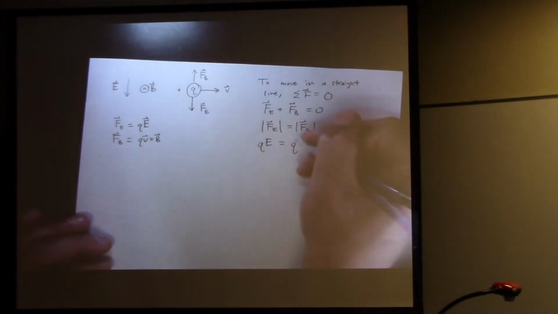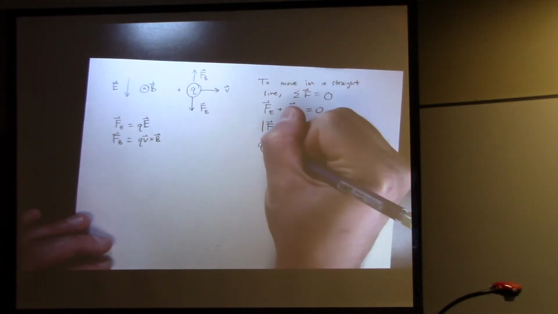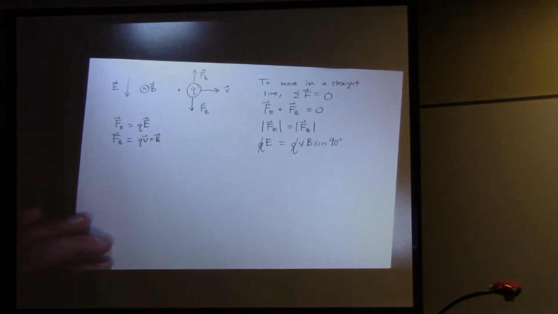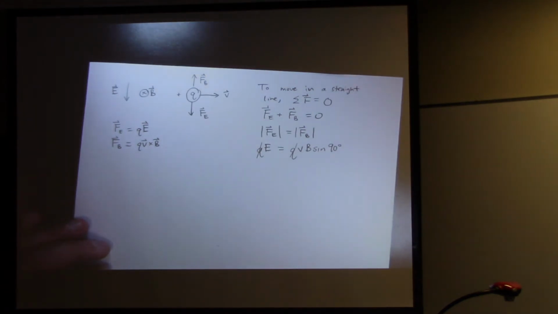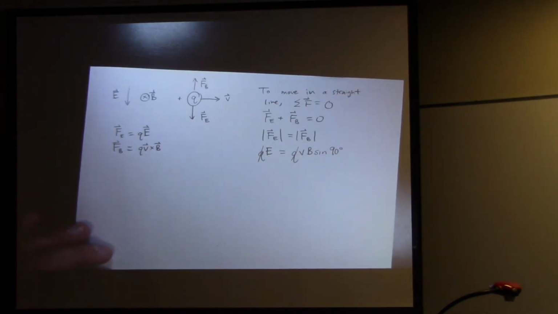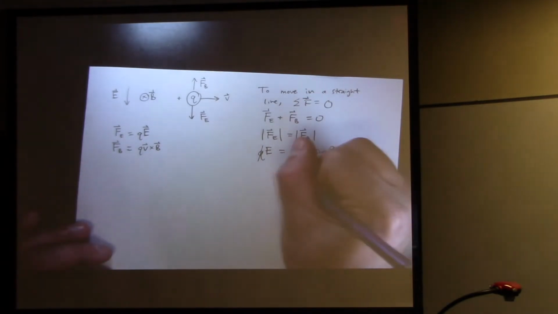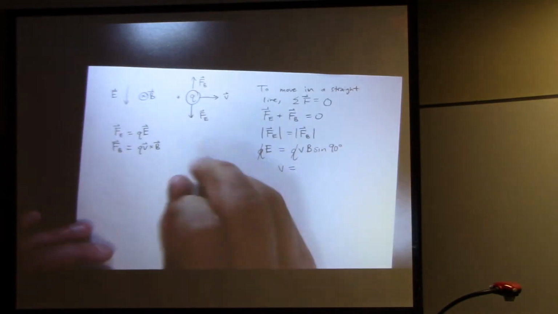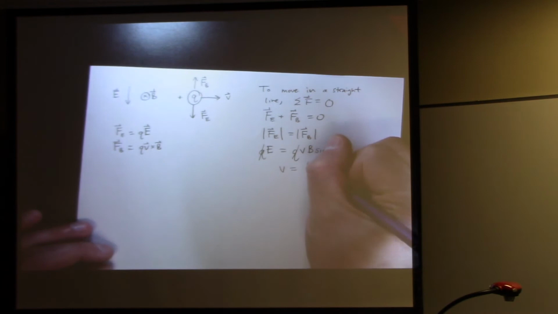Okay, so what we can then do is divide out the Q, so apparently it doesn't matter how much charge we have. Also note that sine of 90 is 1. And then we'll get that v, the velocity that we're selecting for, is E divided by B.